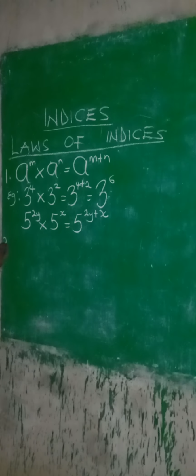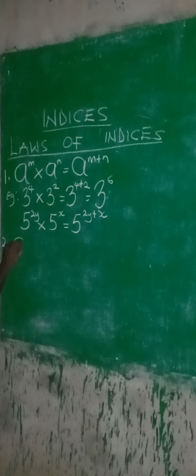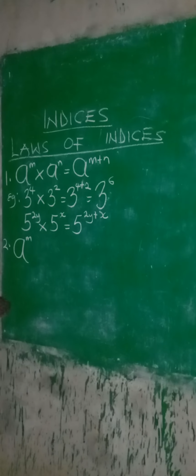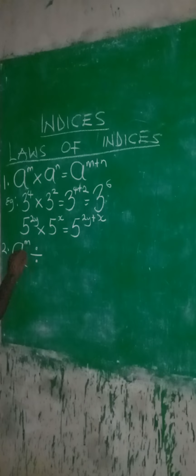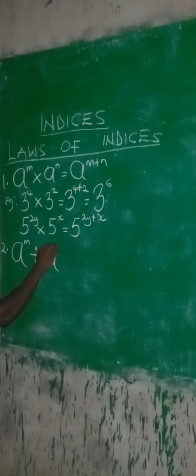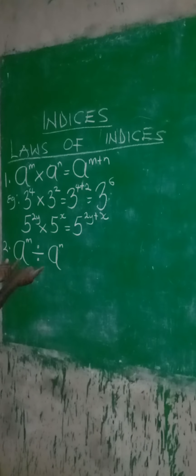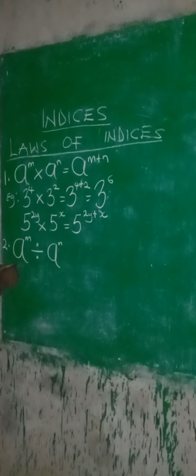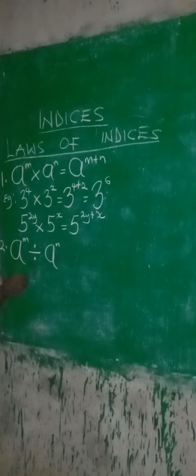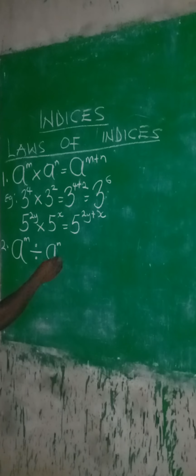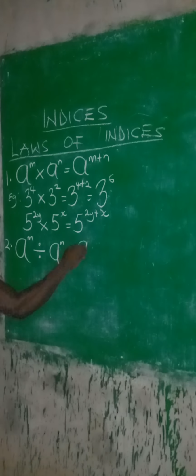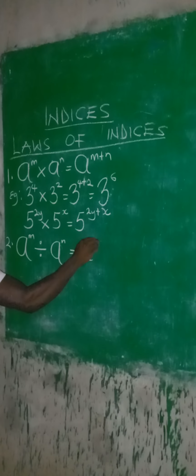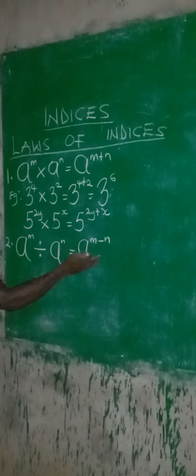Now let's look at law 2. We have a^m divided by a^n. Yet we have the base to be the same. So you factor one out, you write the base once, and then you subtract the exponents. So it is going to give you a^(m-n). So this is what we are going to get.